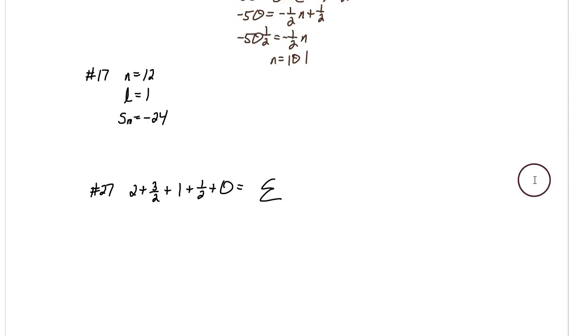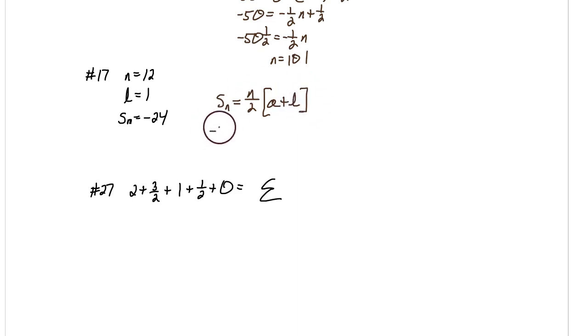Number 17. This time we're asked to write out the first 3 terms, and here's the information we have to work with. So if we want to find the first 3 terms, we have to know the first term, we have to know the value of a, and what we have to work with is s sub n, and l. Well, we have a formula that relates those variables. S sub n equals n divided by 2 times a plus L.